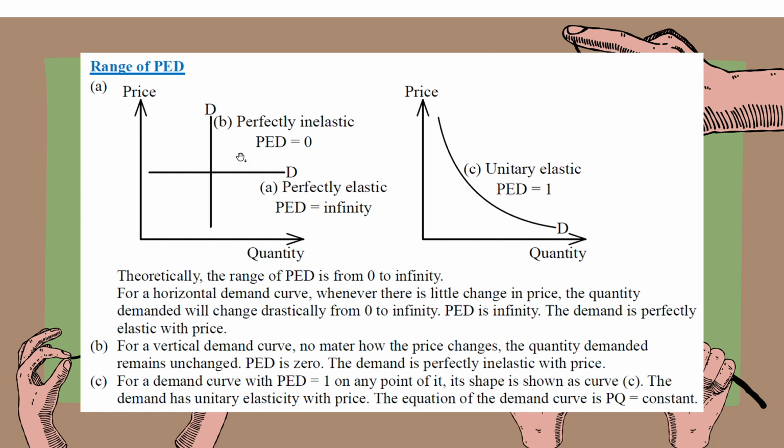Can we draw a graph that always has unitary elasticity? Yes, but the graph is not straight; it is a curve, convex towards the origin. It is the PED equals 1 unitary elasticity graph, and the equation is PQ equals a constant. We won't prove it, even in HL, but it is a fact you have to remember. P times Q equals constant, and then the elasticity of demand is always 1 along the curve.